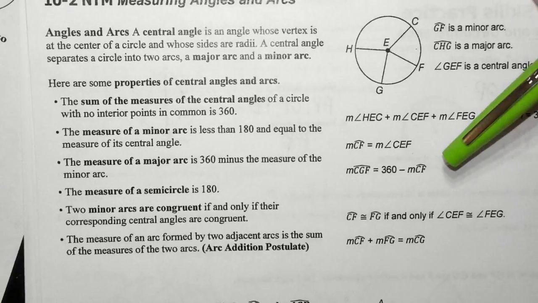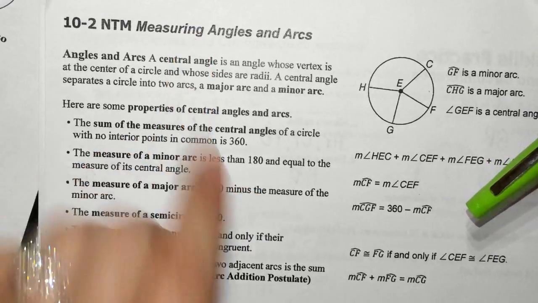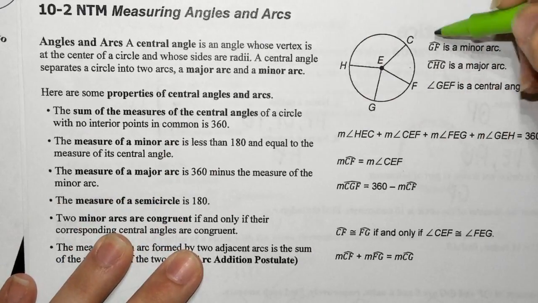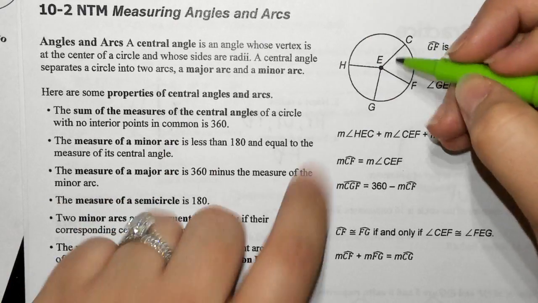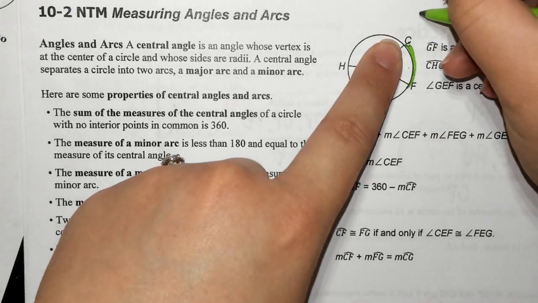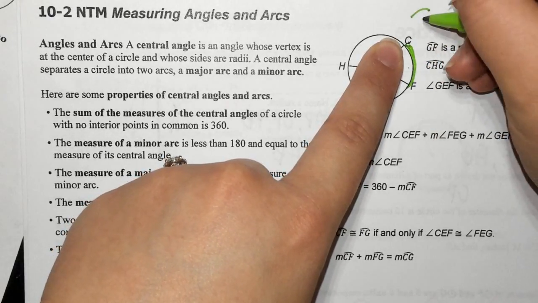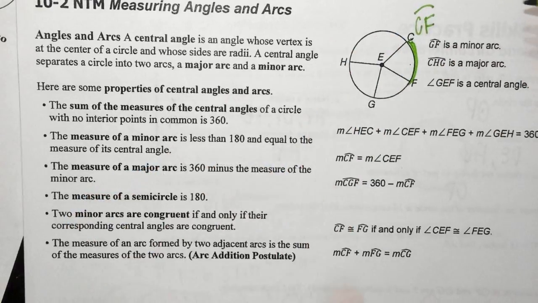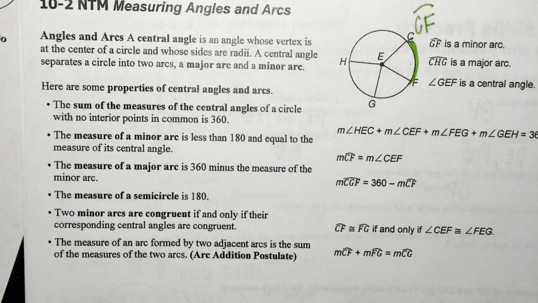Lesson 2 is all about arcs and angles. An arc is the side of a circle. So this right here is arc CF. And when you see this little thing, it's like an arc, like a rainbow almost, that means arc CF.